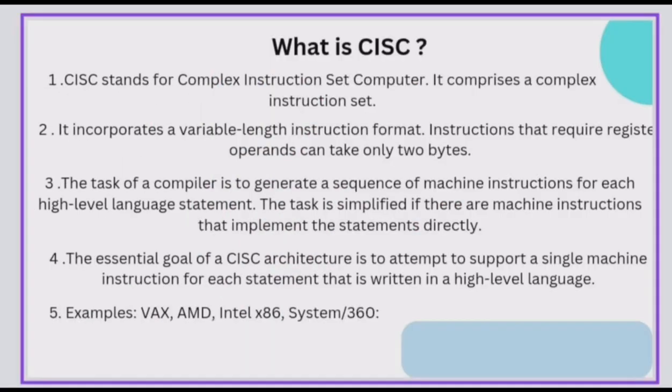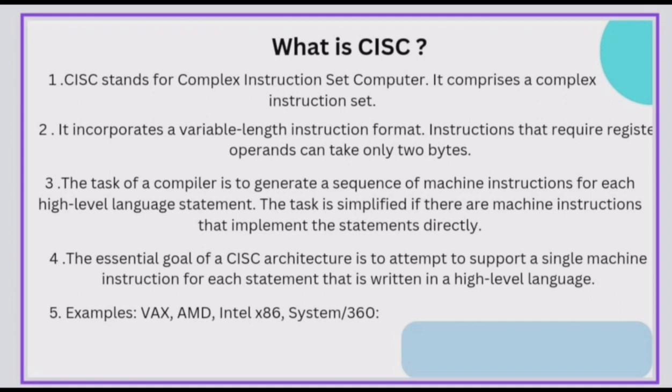I am here to share information about what is CISC. CISC stands for complex instruction set computer. It comprises a complex instruction set. It incorporates a variable length instruction format. Instructions that require register operands can take only 2 bytes.